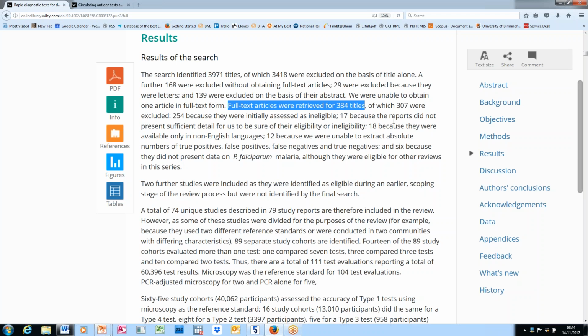And at the end of the day, I'm trying to see how many they actually included. 74 were included in this from 79 papers. So that actually is quite a good search in terms of hits. Let's just look at the other review, the schistosomiasis review.